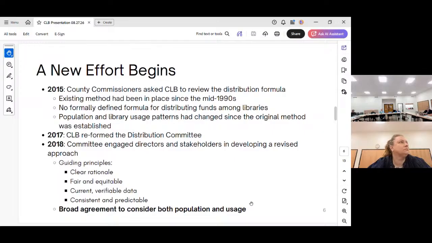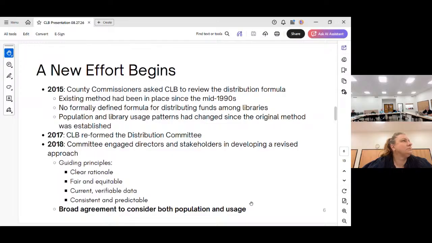the committee really started to do a lot of outreach and engaging directors and stakeholders in developing a revised approach. That committee worked with directors and other stakeholders to identify what a revised distribution method should accomplish. And the committee established several guiding principles. They were expected to have a funding mechanism that was clear and rational. And there was a fair and equitable distribution of funds amongst the libraries.